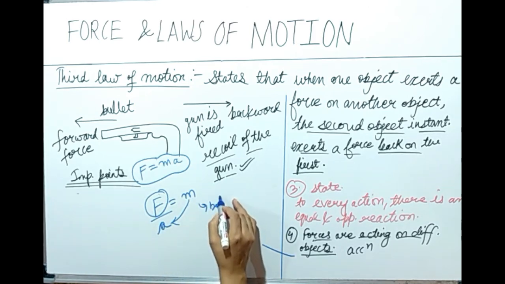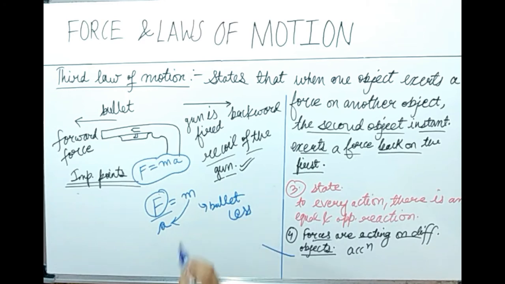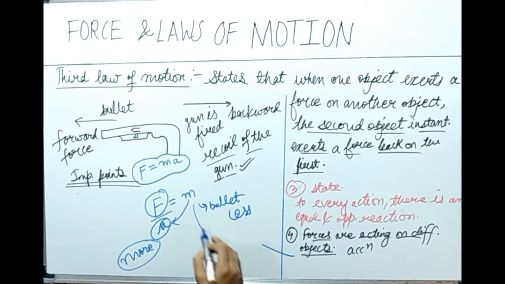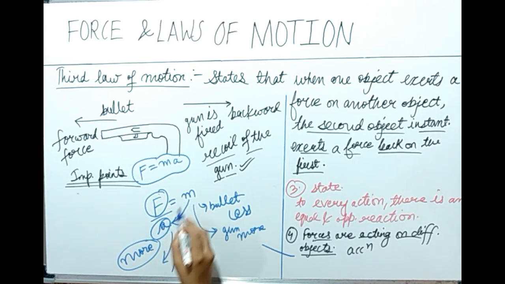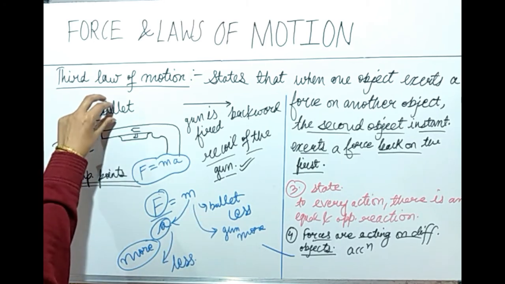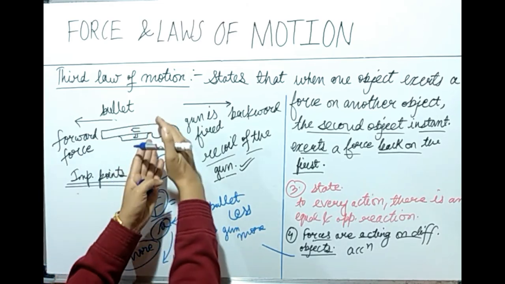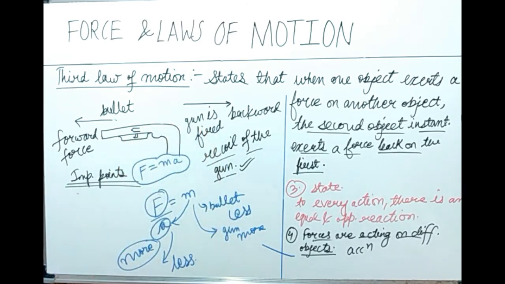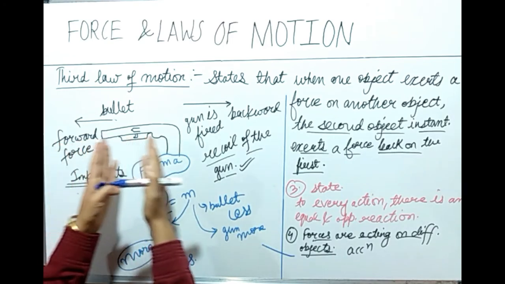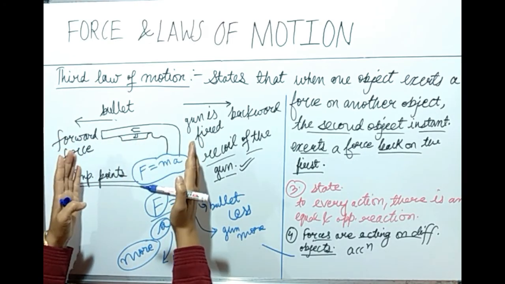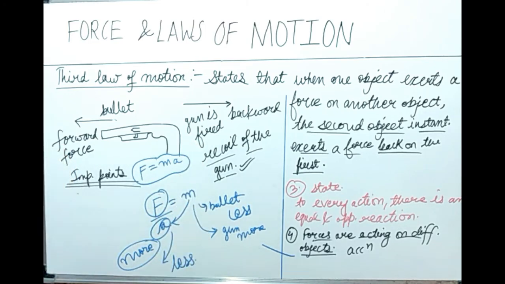The mass of the bullet is less, so the acceleration produced is more. On the other hand, the mass of the gun is more, so the acceleration produced is less. Mass and acceleration are inversely proportional to each other. The force of action and reaction act on different objects. Remember that the acceleration produced is also different.